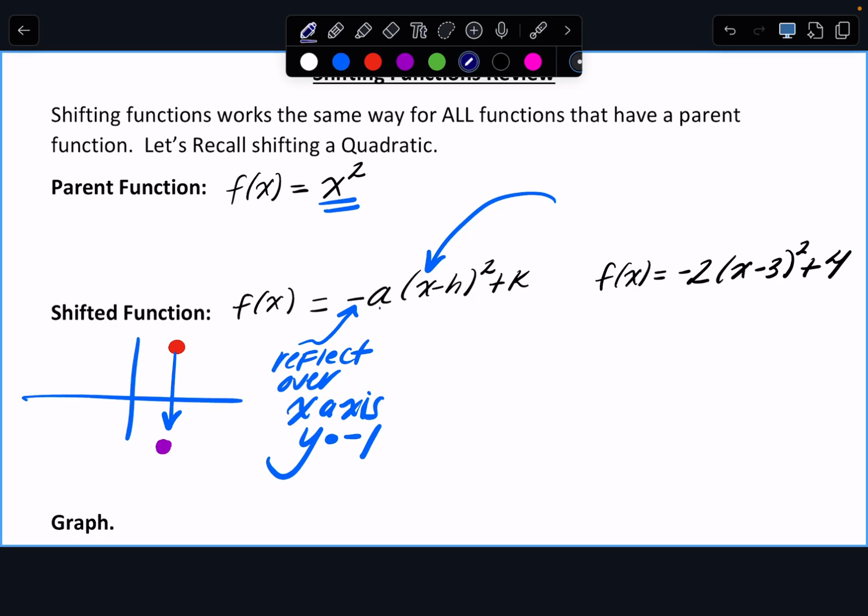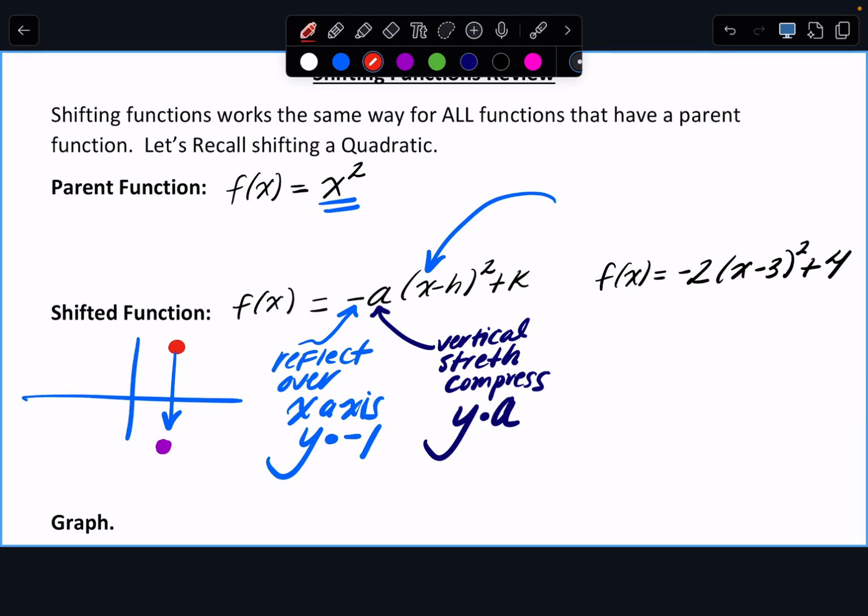Then remember, an a value in front is considered a vertical stretch or compression. And what you do is you just times your y values by a. It only affects your y values. So if a is larger than 1, like 2, 4, 6, 8, it'll stretch it out vertically. The acceleration is faster. If it's a half, a third, 0.7, do you guys see what I'm saying? The acceleration is less quick, so they call it a compression. Stretches and compressions only affect your y values.